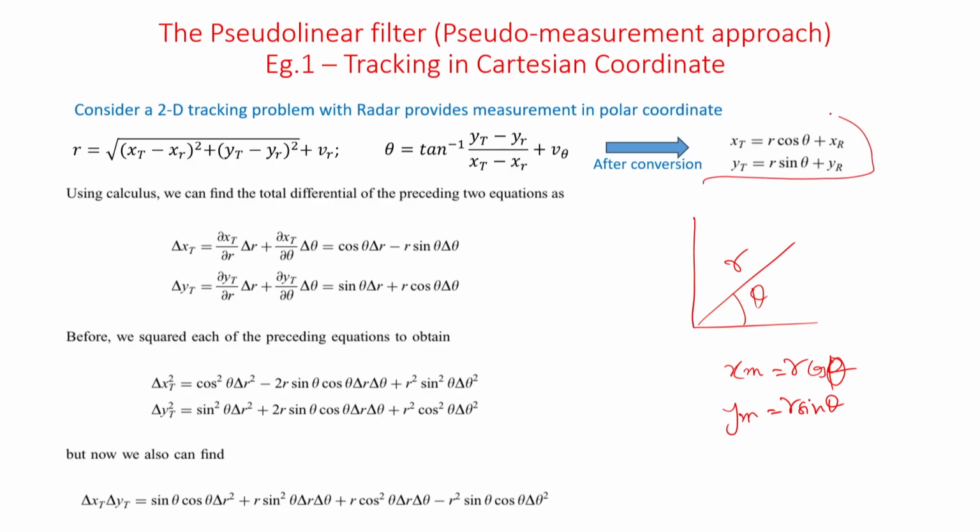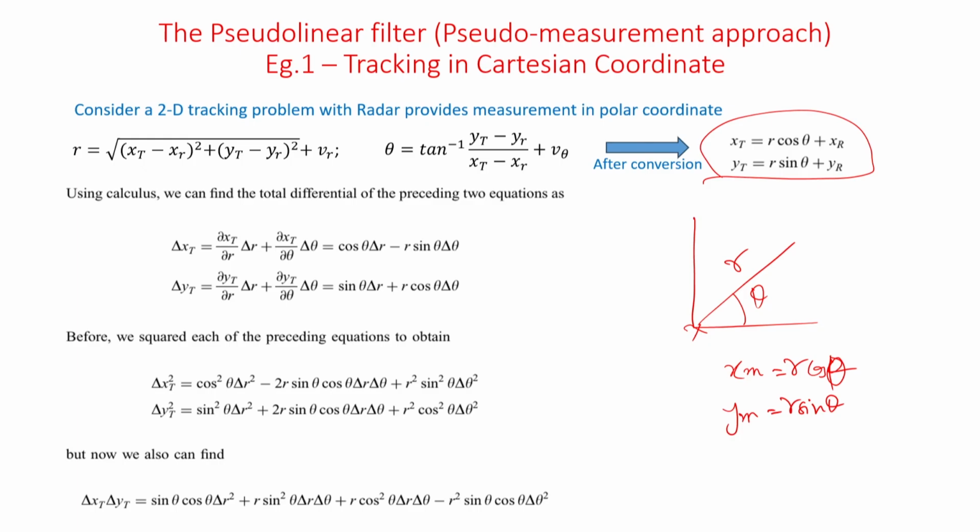So, we did it here. What is xR, yR? xR, yR is your sensor location, the sensor coordinates, where your sensor is sitting. Say your radar is sitting here. If it is at the origin, then xR, yR will be 0. r is your radius, and theta is your azimuthal angle.